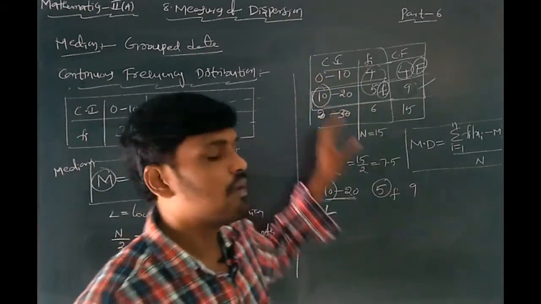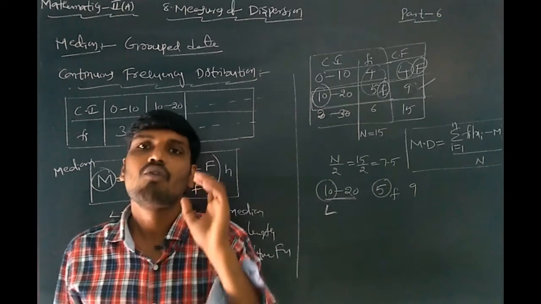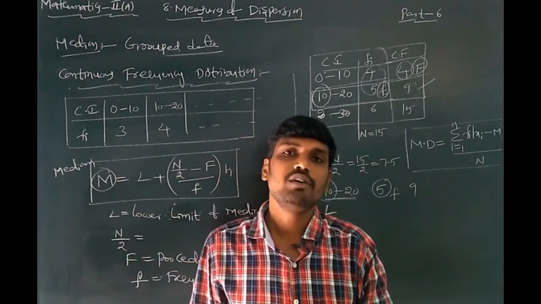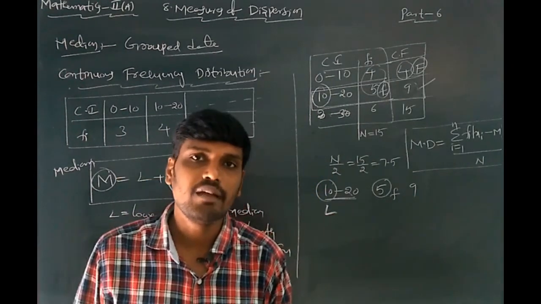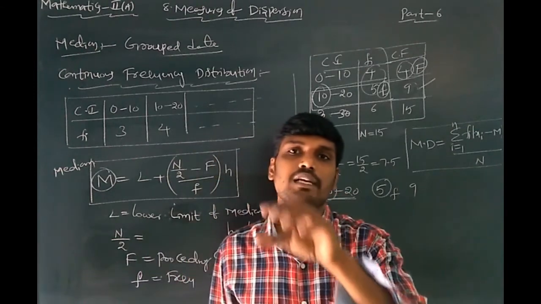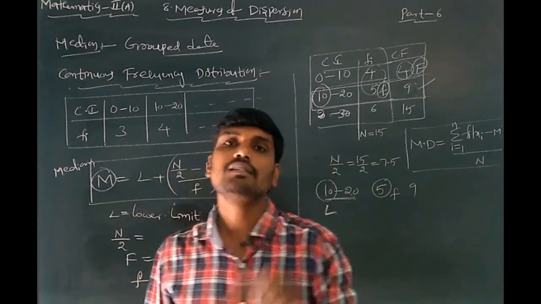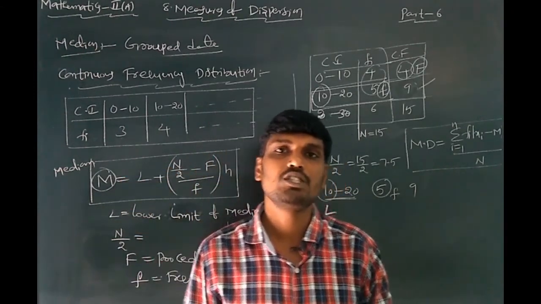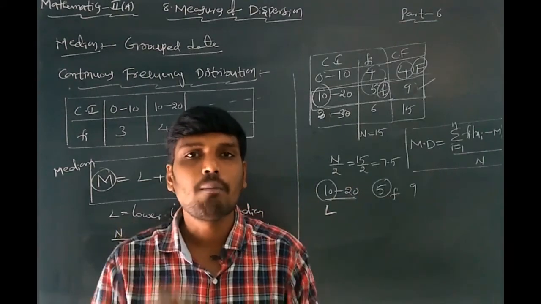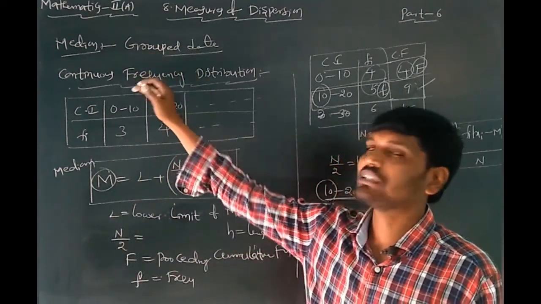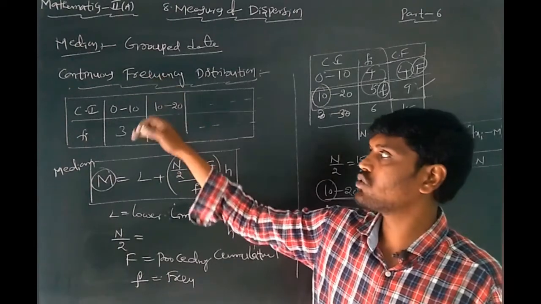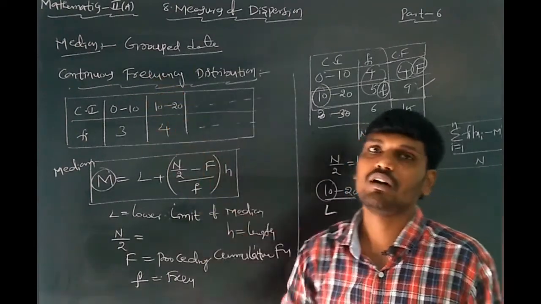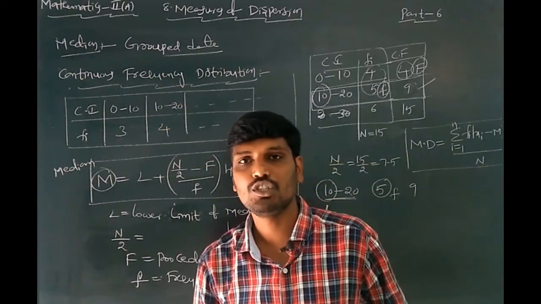In this formula, you can find the mean deviation about the median for the continuous frequency distribution. A distribution given in the form of class intervals and frequencies, in these two forms, is called a continuous frequency distribution.